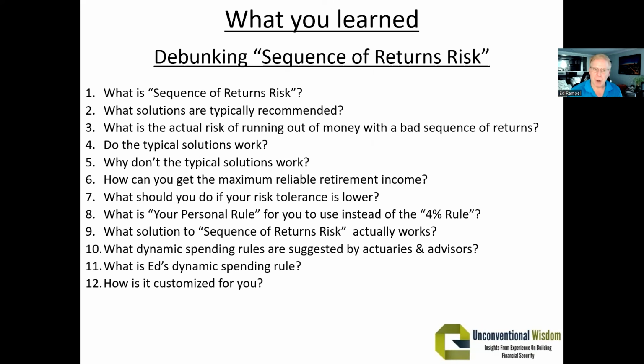What we talked about is, what is sequence of returns risk? What solutions are typically recommended? What's the actual risk of running out of money with a bad sequence of returns? Do the typical solutions work? Why don't the typical solutions work? How can you get the maximum retirement income that is reliable and as high as you can? What should you do if your risk tolerance is lower? What is your personal rule for you that's instead of the 4% rule? What solution to sequence of returns risk actually works? What dynamic spending rules are suggested by actuaries and advisors? What is Ed's dynamic spending rule? And how is it customized for you?